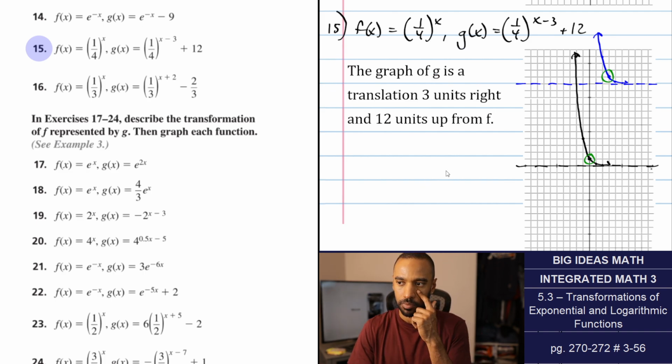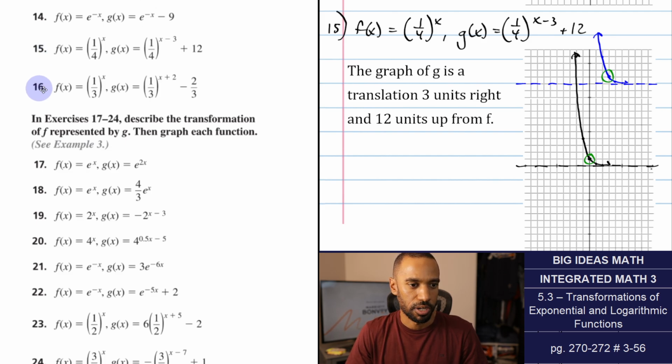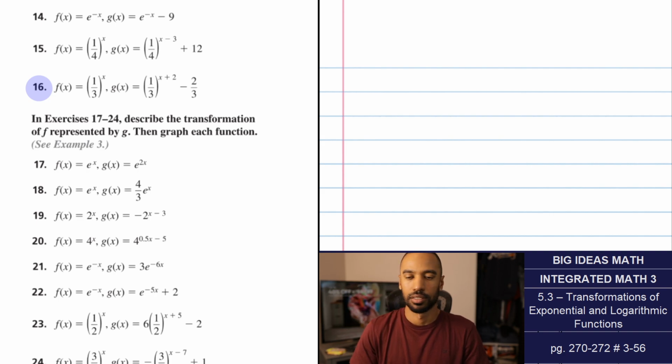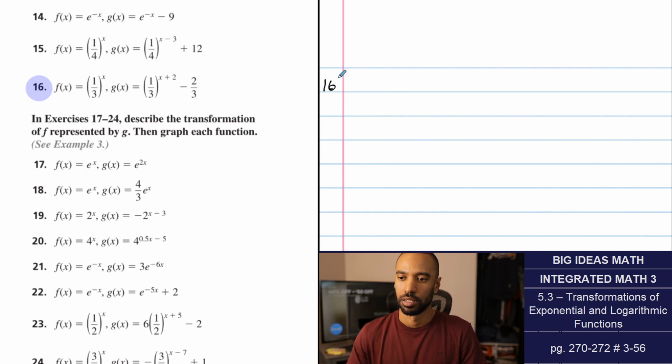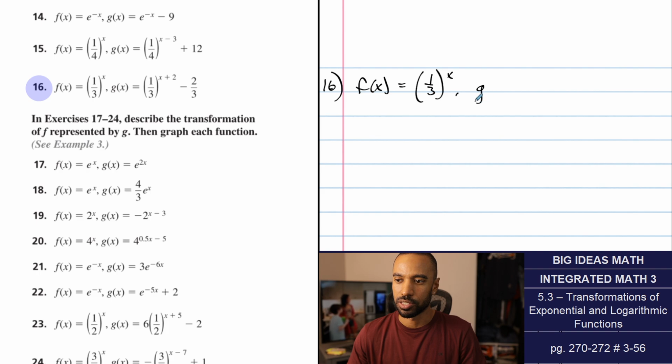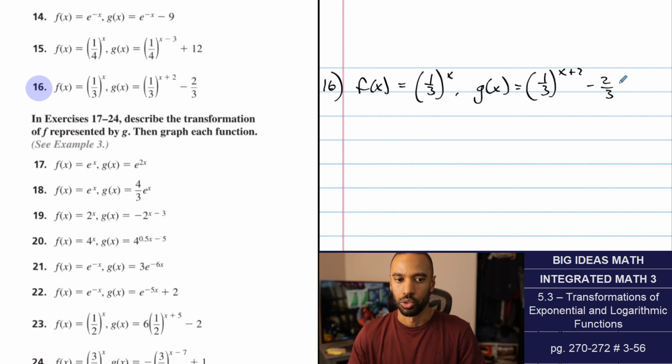Okay. And then number 16, ooh, minus 2/3. That's nobody's favorite. We're going to have to deal, I suppose. Number 16, we have f of x equals 1/3 to the x power, and g of x equals 1/3 to the x plus 2 power minus 2/3.